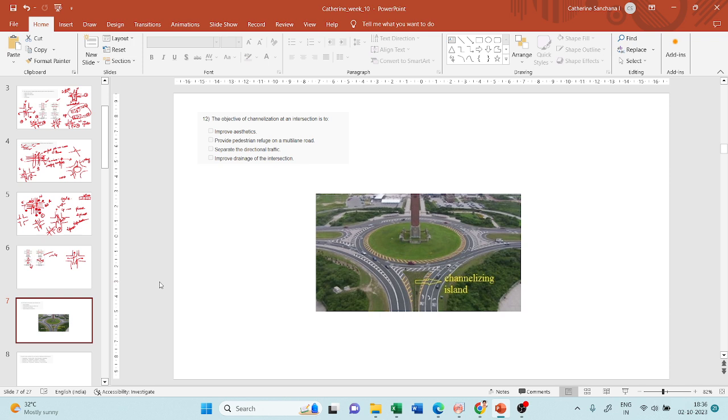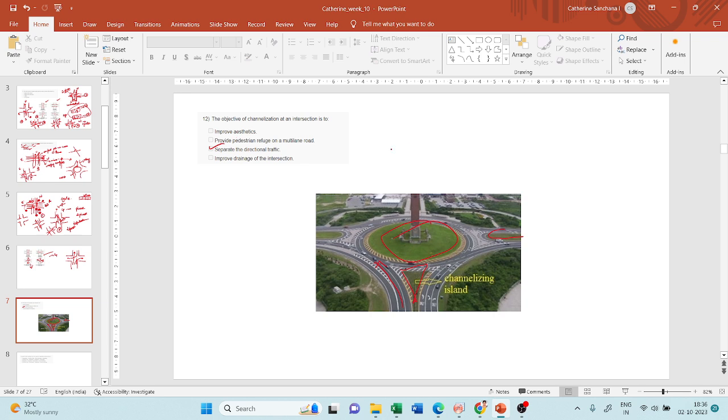The objective of channelization of an intersection is what? So you know that all these are channels, right? This is a channel, this is a channel, the rotary island itself is a channel, right? So why are they asking, what is the reason for you to provide a channel? The first reason will be to separate the directional movement, right? Only then you are guiding the traffic to move in a specific direction.